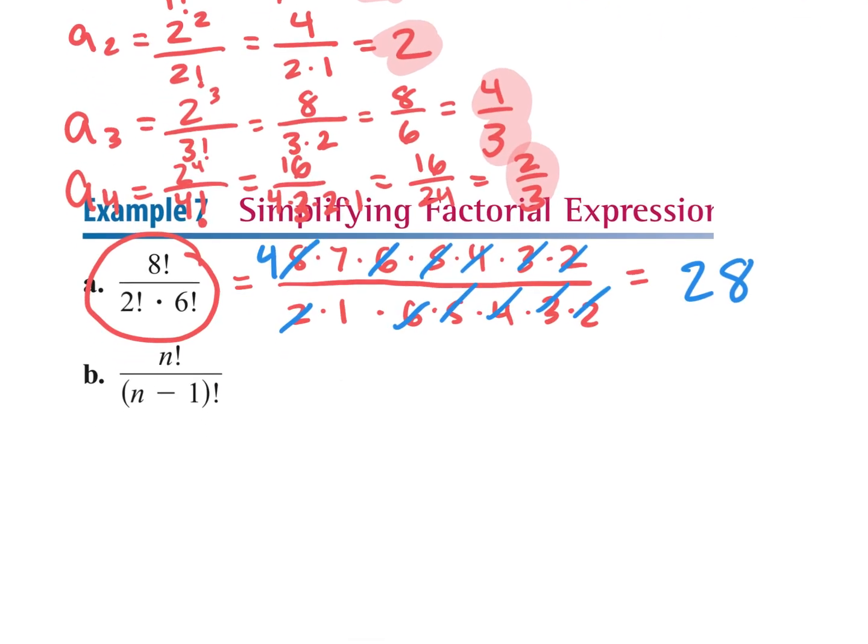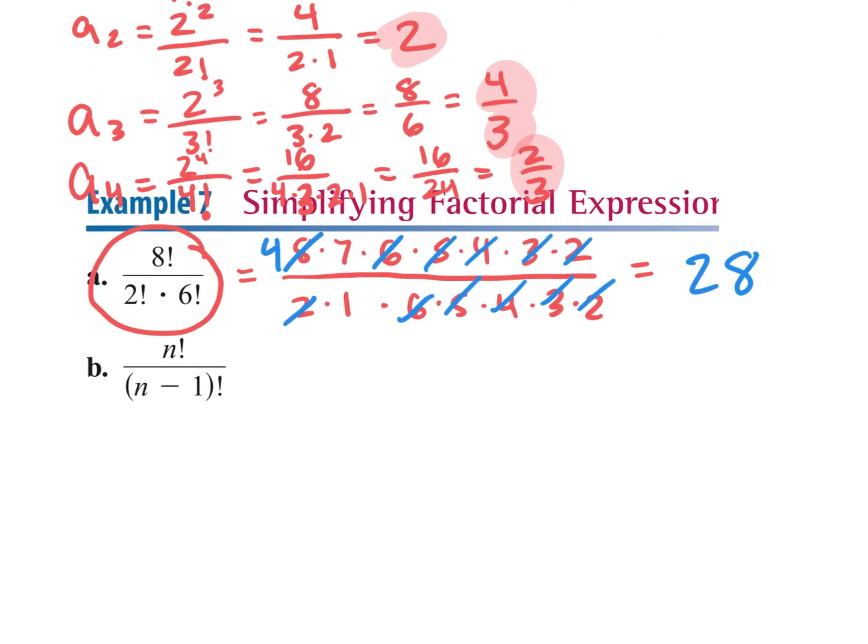Another way you can write this, so kind of like a shortcut way of writing it out, is I have 8 factorial on the top. So this is 8 times 7 times 6 factorial. And I can stop there because I know on the bottom, I also have a 6 factorial. So on the bottom, I have 2 times 1 times 6 factorial. So since I have a 6 factorial on the top and a 6 factorial on the bottom, they'll cancel.